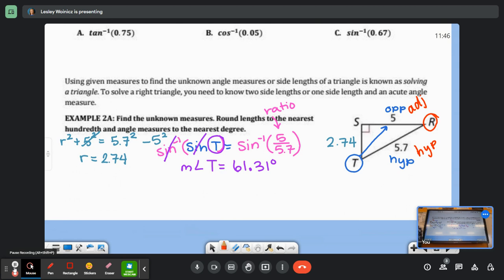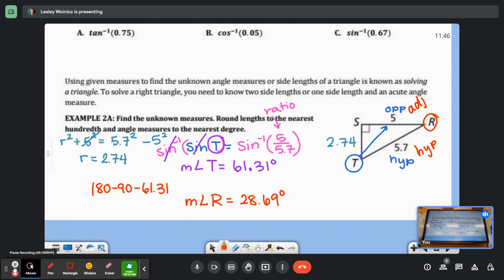Just subtract. Okay, so what is 180 minus 90 minus 61.31? I think it's like 28.69. That sounds right. 28.69.